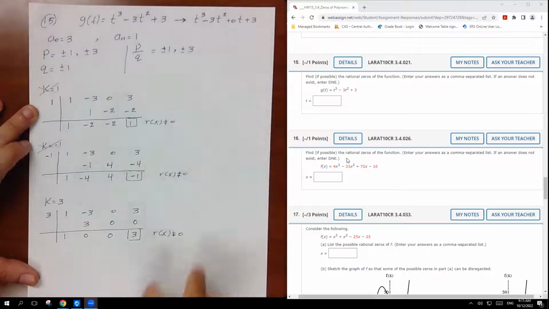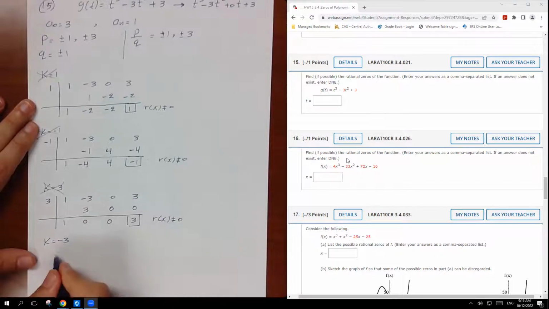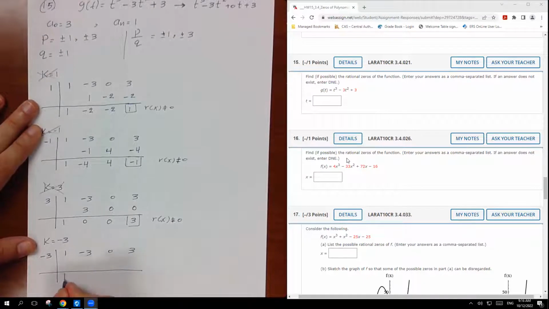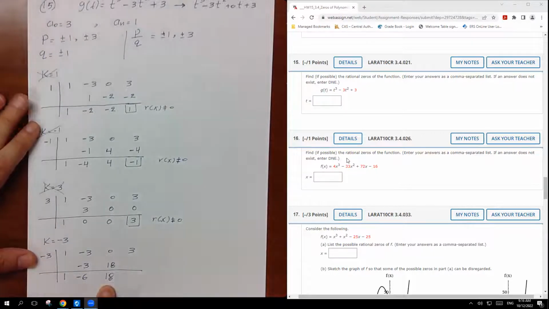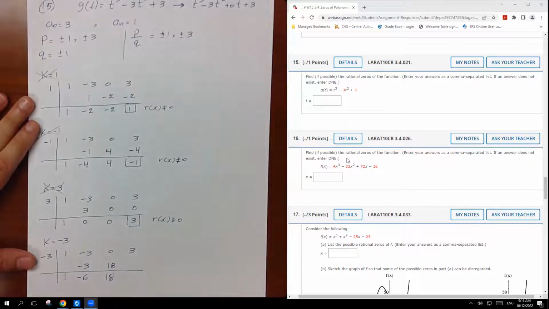Let's go to the last option when k equals -3. So we're going to cancel this one too. When k equals -3, let's check. 1, -3, 0, and 3. So here is 1. -3 times 1, -3. Add these together, -6. -3 times -6 is going to be 18. Add these together, 18. -3 times 18 is going to be -72, I think. Is that 72?